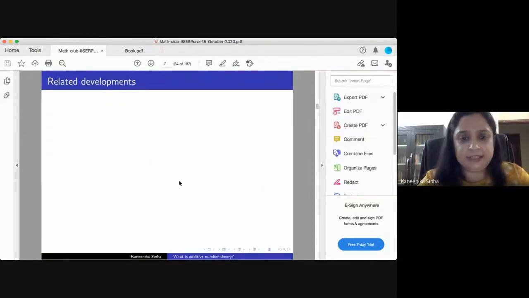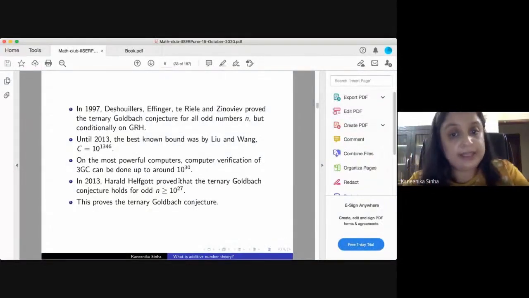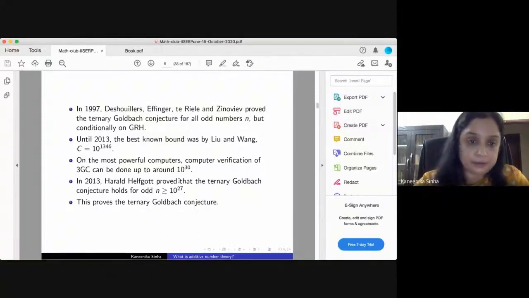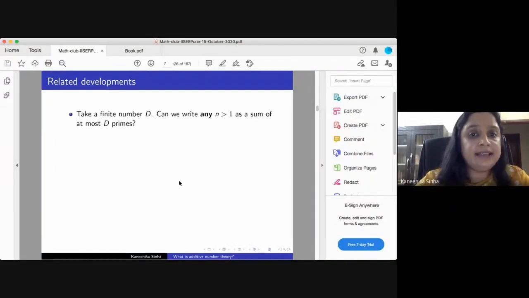Okay, so now related developments. When we are talking about the Goldbach conjecture, we are obsessing a lot on the fact that your number n has to be written as a sum of exactly 3 primes, or in the case of even n, as a sum of 2 primes. So related developments ease this problem a little. They take a finite number d and ask, can we write any n greater than 1 as a sum of at most d primes? Instead of wondering whether you can write n as a sum of 2 or 3 primes, why not take a larger number? That would also be a very useful and nice thing to work on.